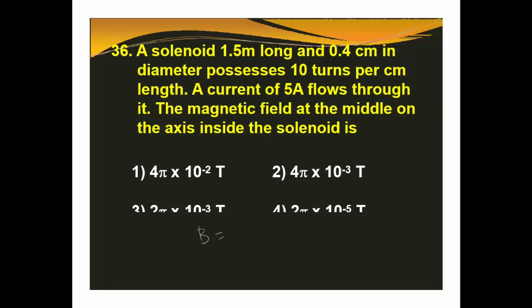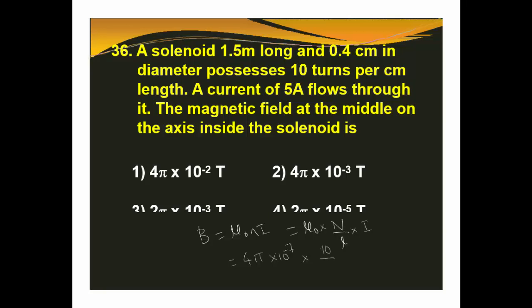formula for magnetic field in a solenoid? Mu naught n i, where small n is N by L, the number of turns per unit length. Substitute here mu naught 4 pi into 10 raised to minus 7. The number of turns per unit length is given, so here the number of turns is 10.